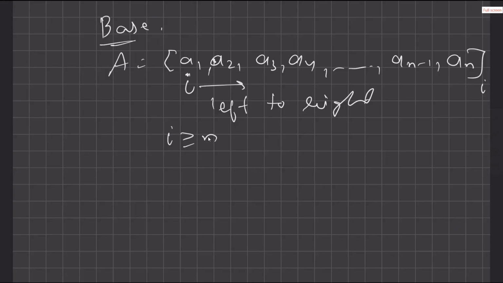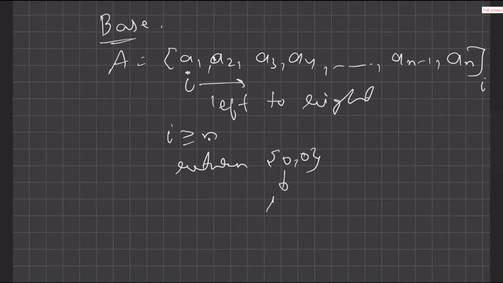in that case, since there are no stones, we have to return 0 comma 0. Why 0 comma 0? Because we'll be returning a pair of values. The first value will be Alice's score, and the second value will be Bob's score. Since we don't have any element to choose, both scores will be 0 at the end. This is the base case.